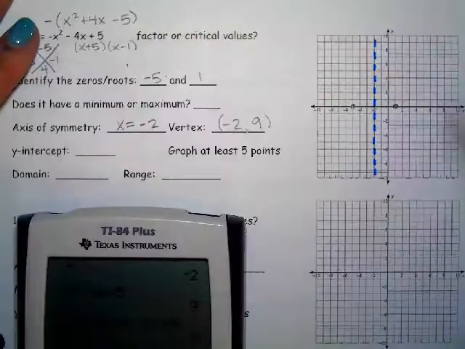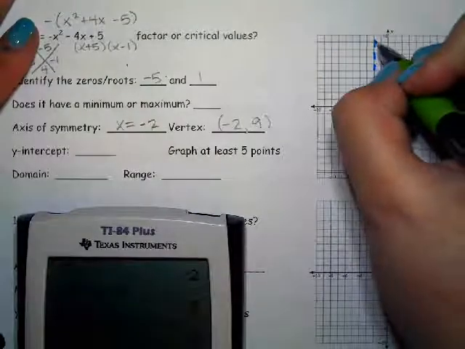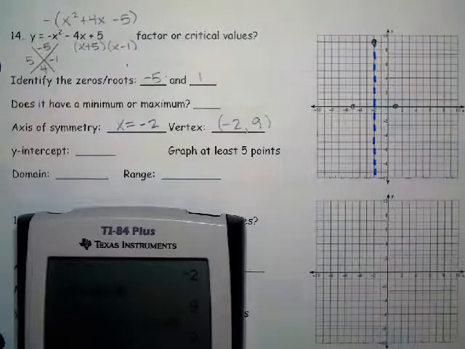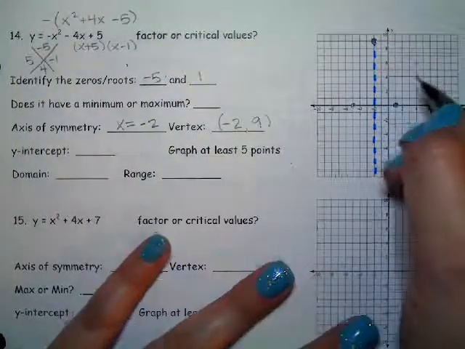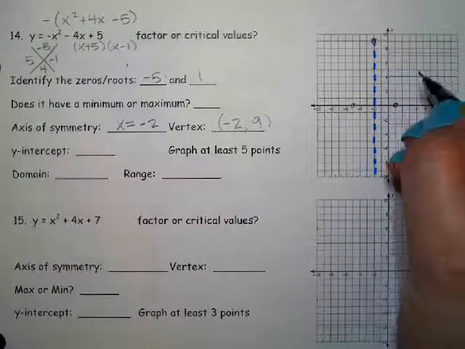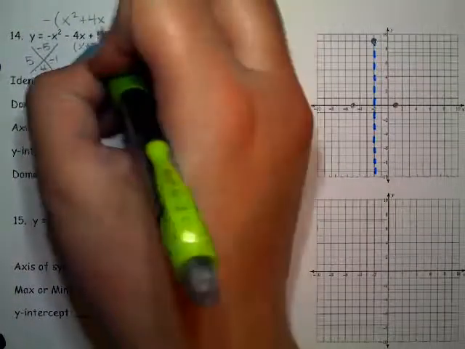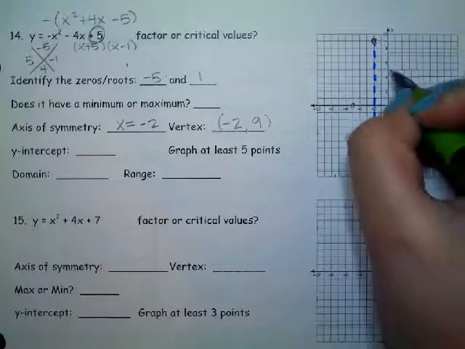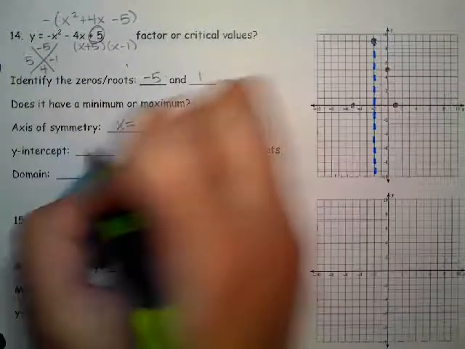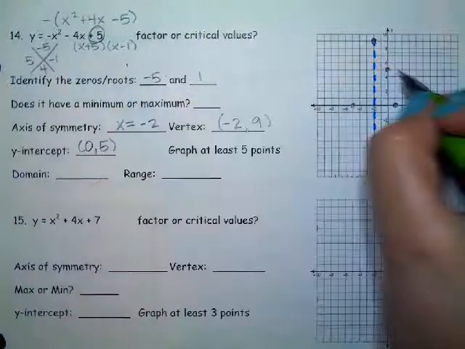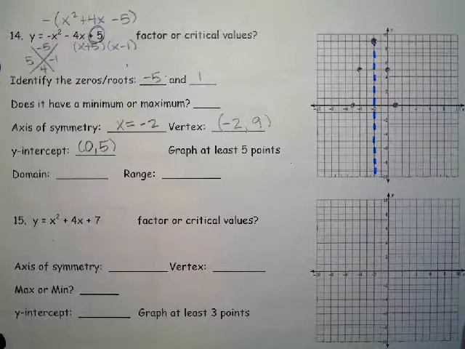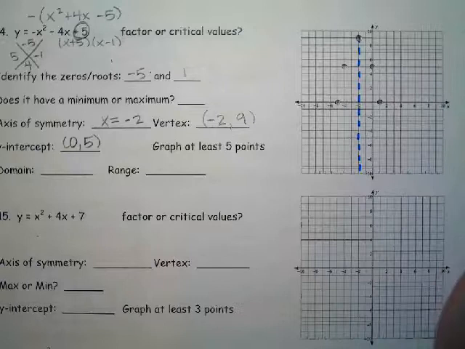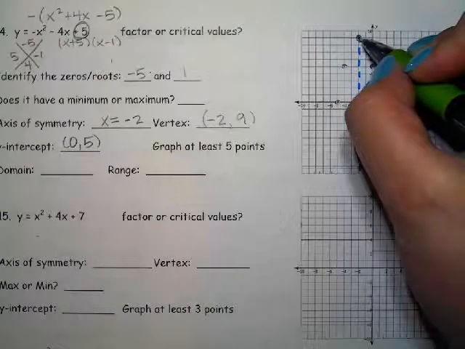Okay. What is our Y-intercept? 5. Okay, so 0, 5. And then we're going to reflect it over to get that symmetry. So the Y-intercept we got just by looking at the number at the end.